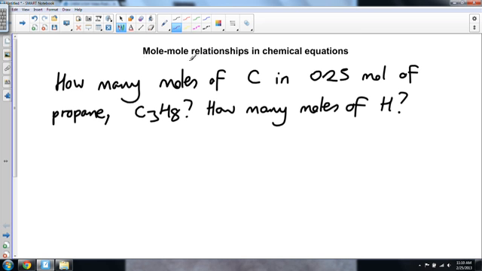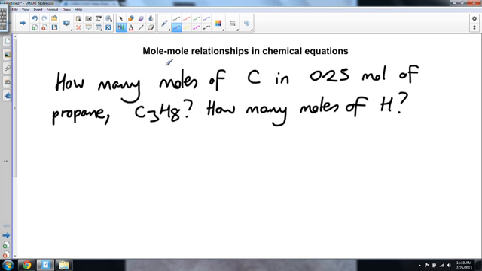Mole-to-mole relationships. So in the previous video I spoke to you about what the mole is. It's a chemistry definition for amount of a substance. But going from moles of one thing to moles of another is particularly important when you're talking about balancing chemical equations and doing chemical calculations involving different species.